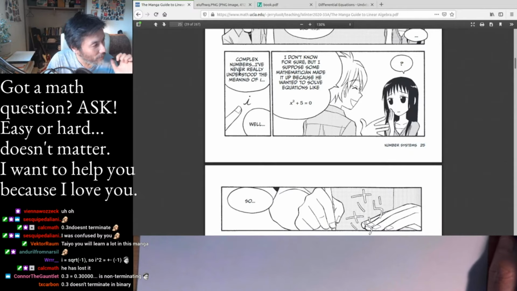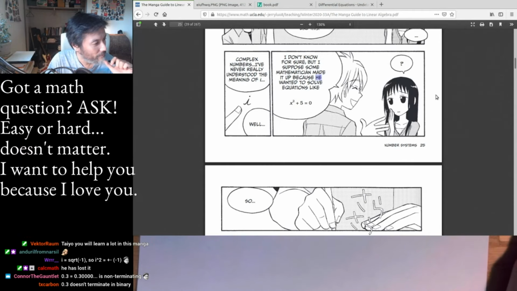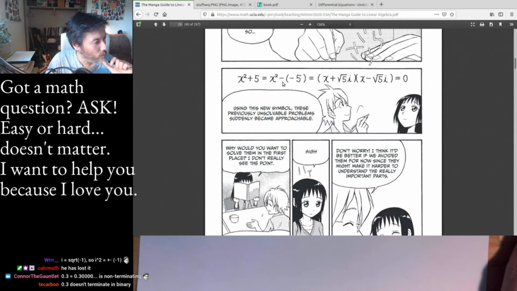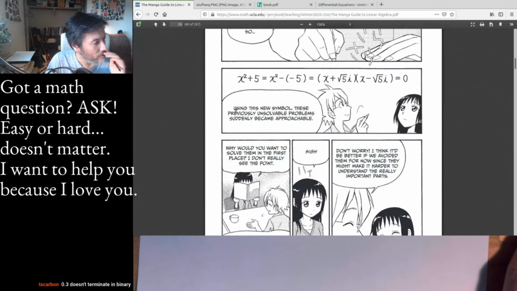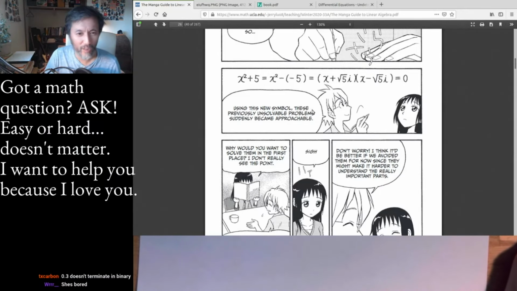Complex numbers, I've never really understood the meaning of i. Well, I don't know for sure, but I suppose some mathematician made it up because he wanted to solve equations like x squared plus 5 equals 0. So, x squared plus 5 equals x squared minus negative 5, which is equal to x plus square root of 5 i times x minus square root of 5 i, whatever, I missed some i's, equals 0. Using this new symbol, these previously unsolvable problems can suddenly become approachable.